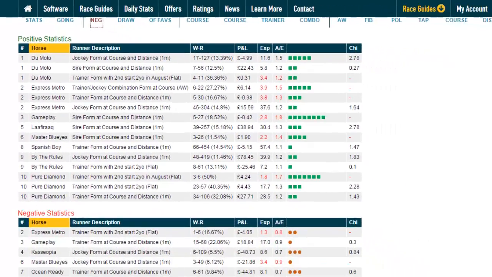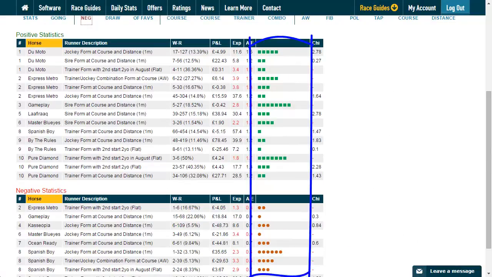Overall, using the positive and negative indicators, at a glance you'll be able to quickly identify which horses have the most relevant factors, and as part of your form study, use each indicator to modify your opinion for each runner.